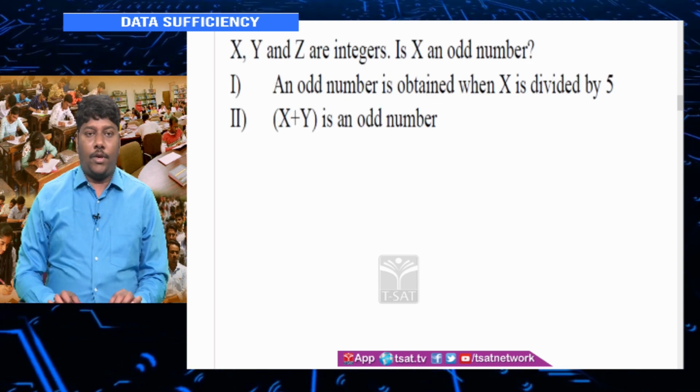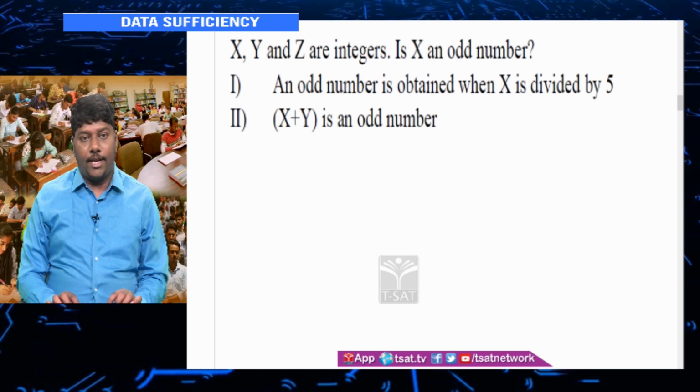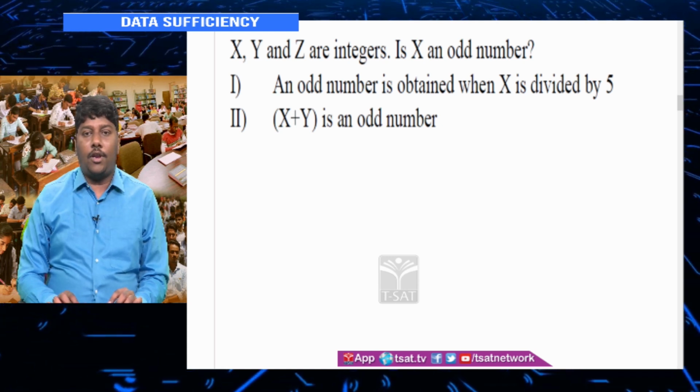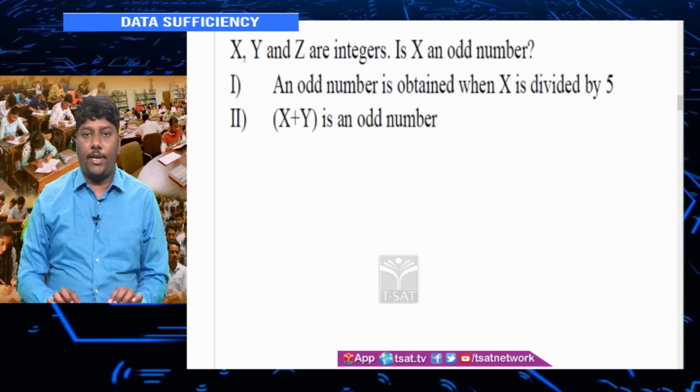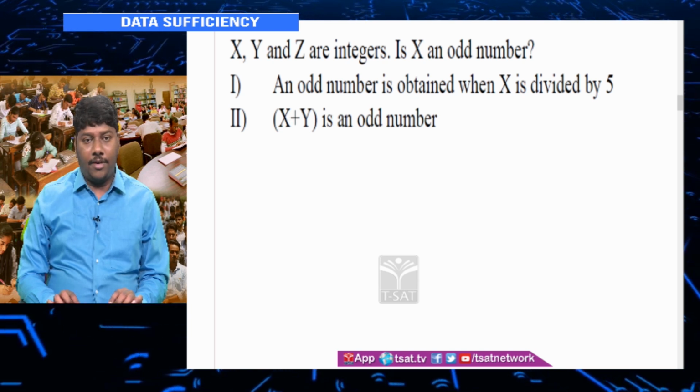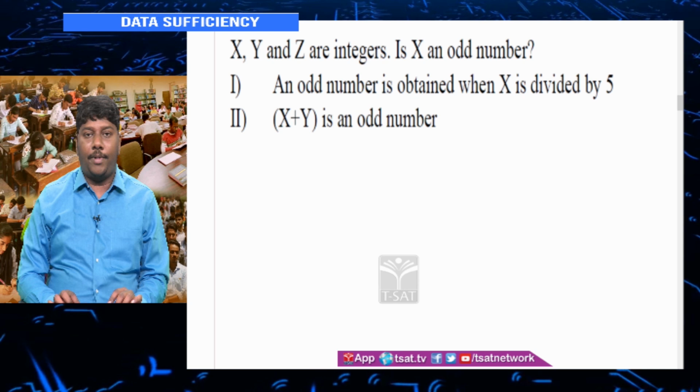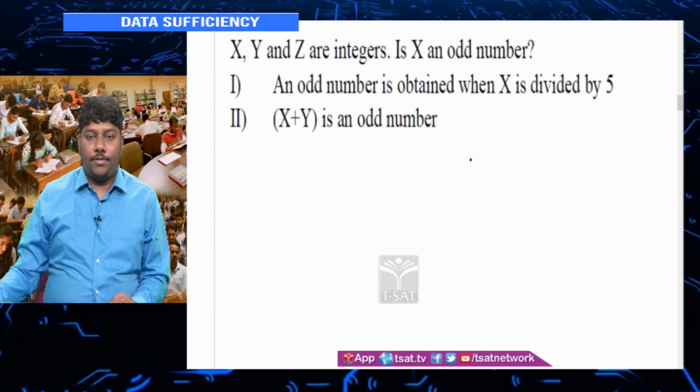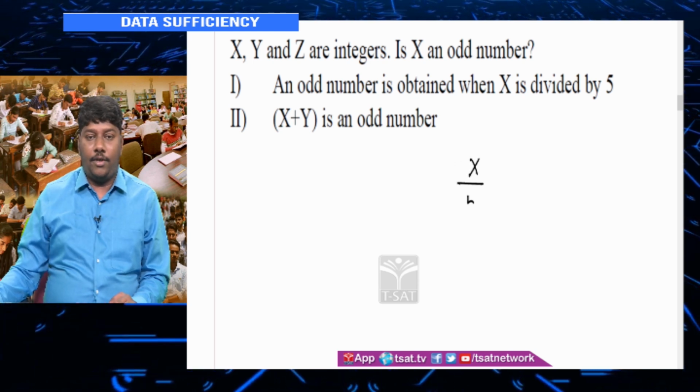Look at the question. The question says x, y and z are integers. Is x an odd number? He is asking you, is x an odd number? An odd number is obtained when x is divided by 5. When you divide x by 5, you get an odd number.